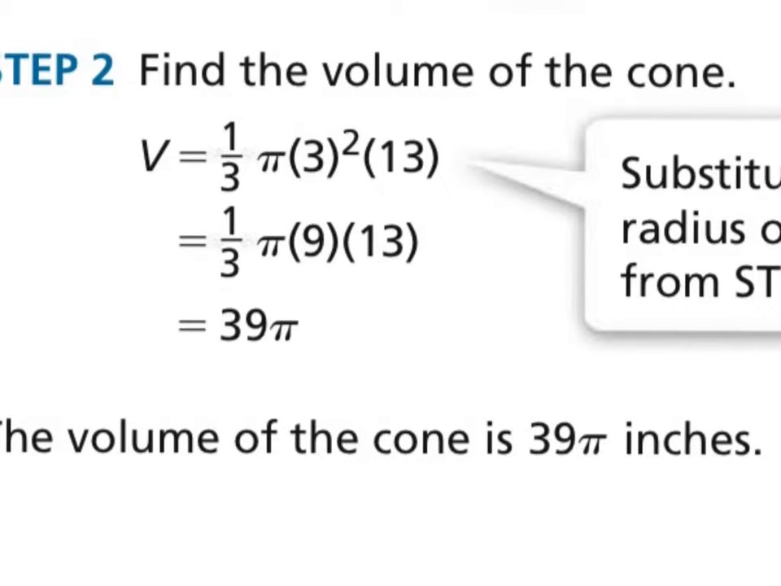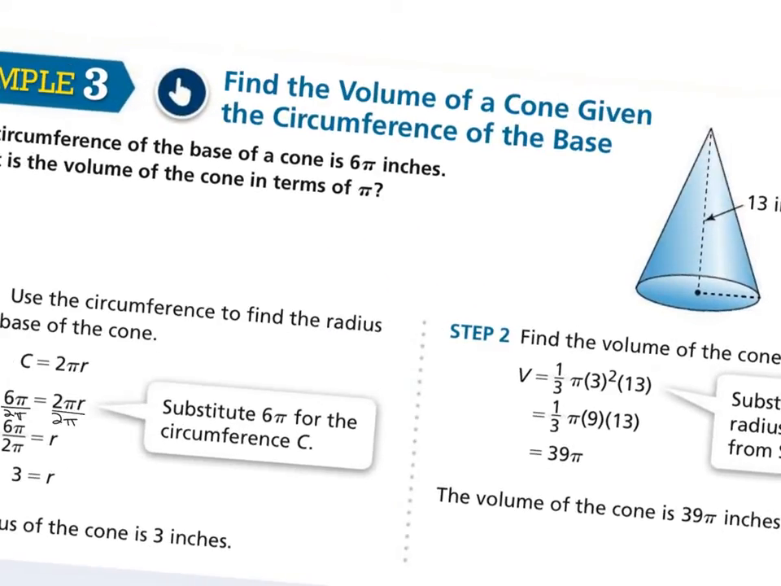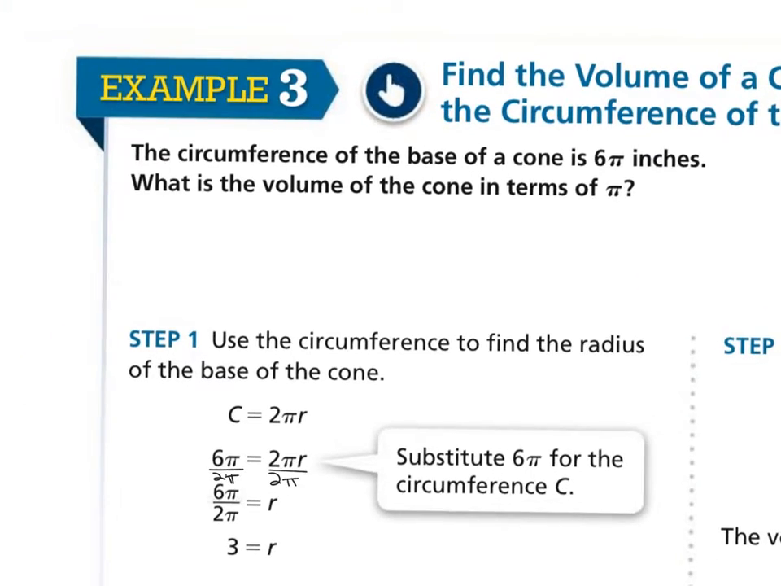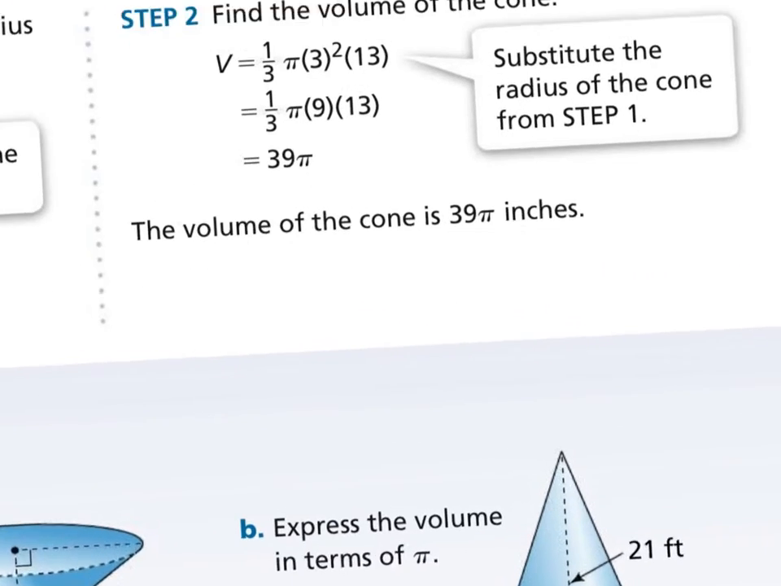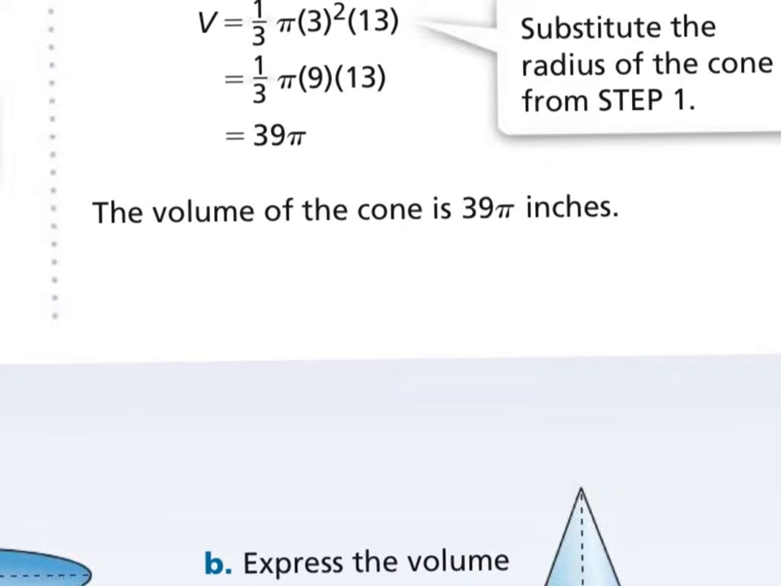Now this 39 pi, if we read the directions, which I didn't do the first time here, it says what is the volume in terms of pi. So we did this last year. In terms of pi means we keep the pi in our answer. Okay? That's called in terms of pi. So rather than putting in 3.14 or something for that, we'll just leave it 39 pi.